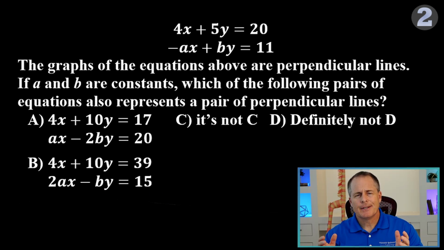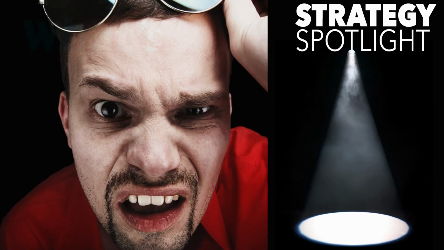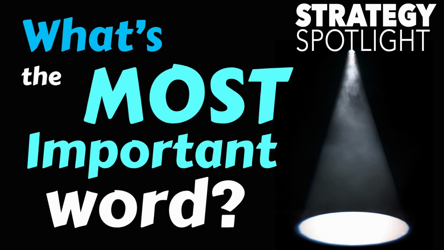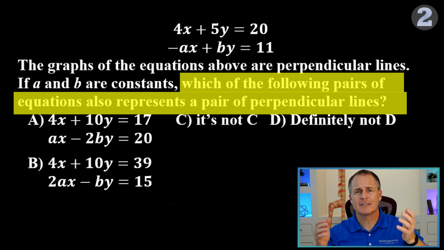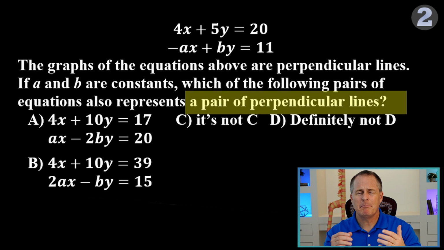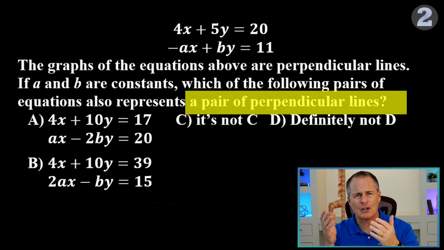This isn't your normal system of equations problem either. As with all questions, I always start by asking, what's the most important word? Here, they aren't even asking you to solve the system of equations. The psychopaths want you to find a pair of perpendicular lines. What does it mean to have two perpendicular lines?